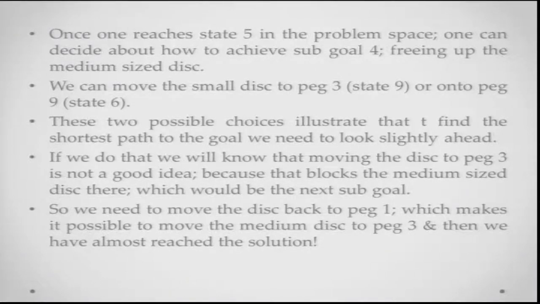So once one reaches stage 5 in the problem space, one can decide how to achieve sub goal 4, that is freeing up the medium sized disk. Once you've done a particular set of steps, you take a pause, step back, and see how you are going to free this middle disk and how you are going to move it. There are two possible options. You can move the small disk to peg 3 or onto peg 1, that is stage 6.